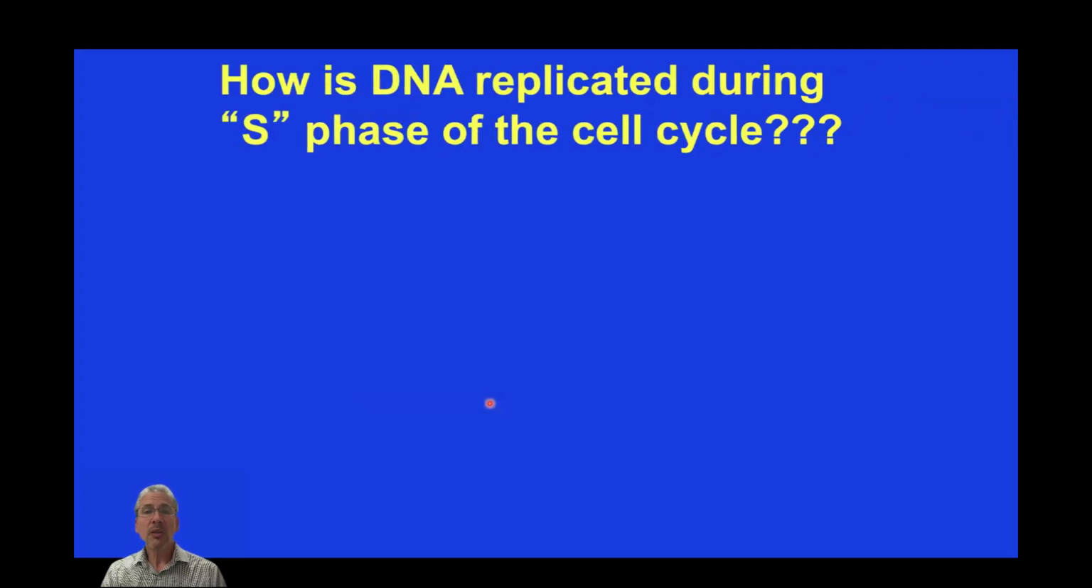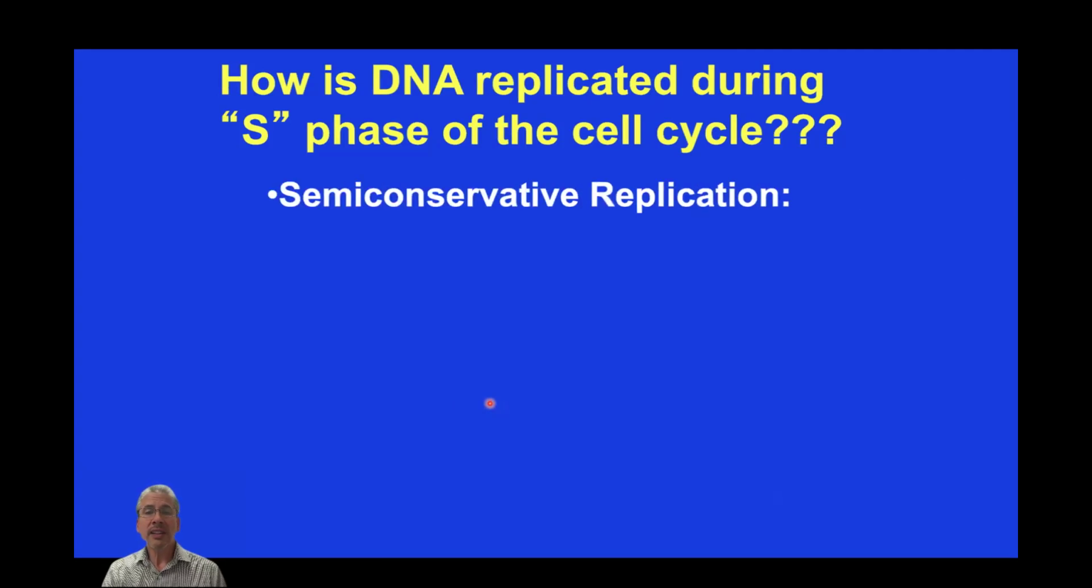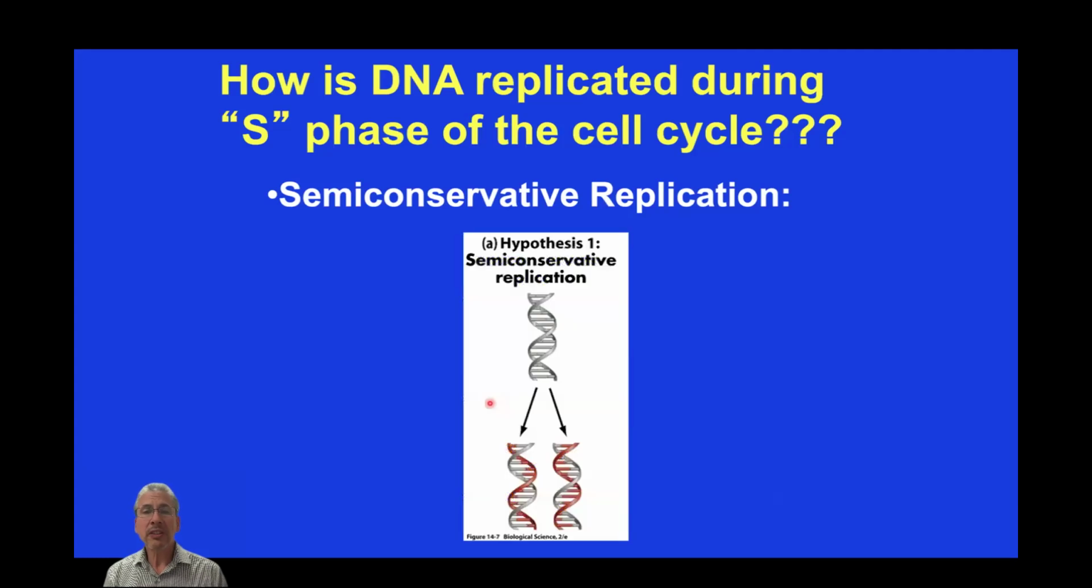Okay, so how is DNA actually replicated during the S phase of the cell cycle? Well, there's early work by Meselson and Stahl. They performed a classic, elegant experiment demonstrating that DNA replication is semi-conservative in nature. And by that, all we mean is if you have an original piece of DNA, shown here in gray, what happens during DNA replication is both strands separate. So the hydrogen bonds are broken toward the middle.